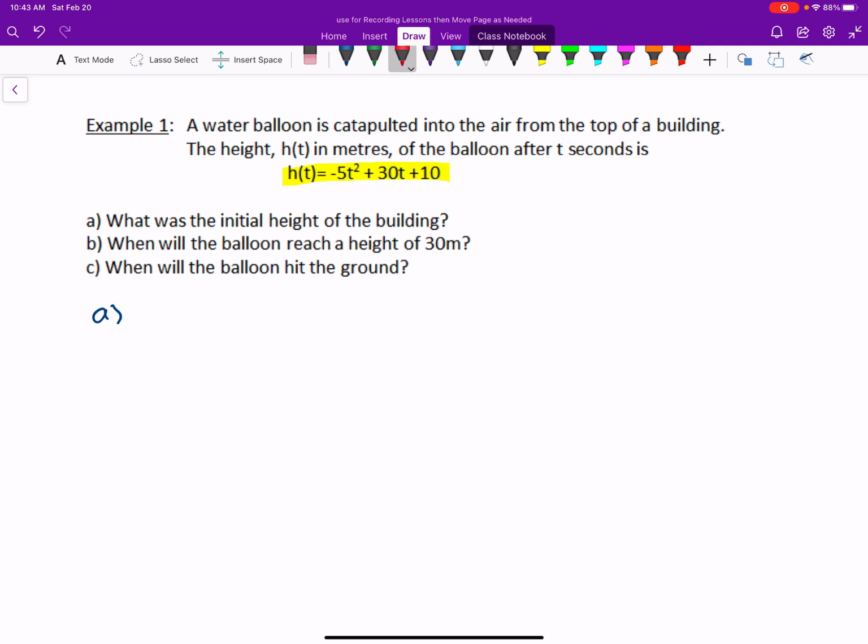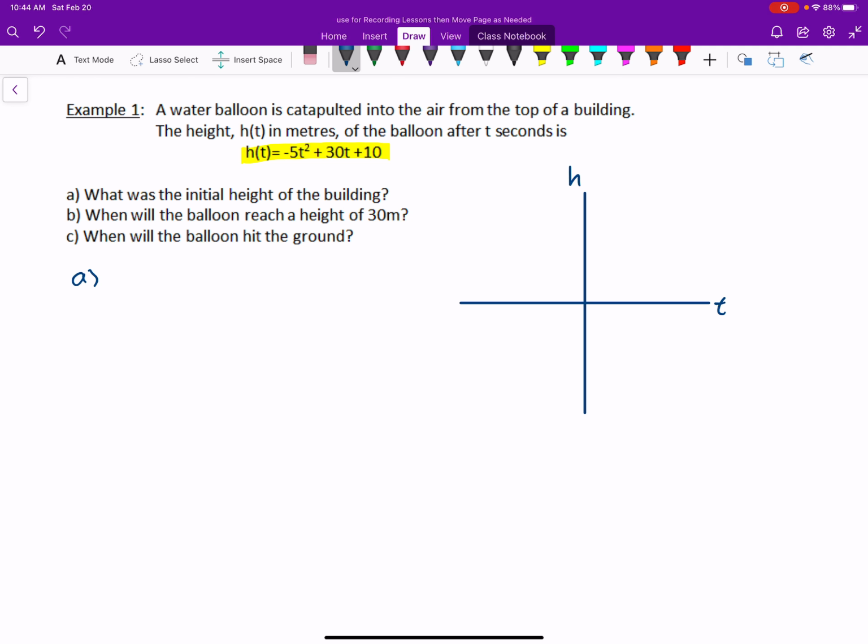First of all, when this is a quadratic in standard form, the form y = ax² + bx + c, we know that the c value is our y-intercept. But in case you'd forgotten that, we could prove that using the function. So let's actually start by putting a Cartesian plane here. And I'm going to call this the t-axis instead of x, and the h-axis, because time is my independent variable, height is my dependent variable.